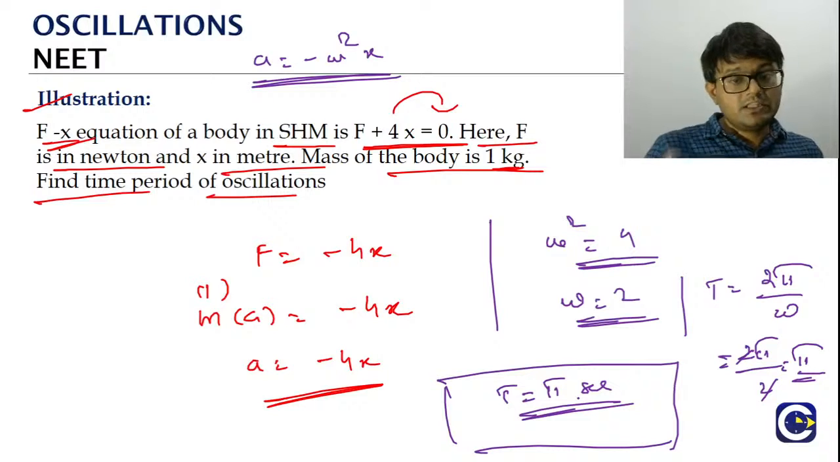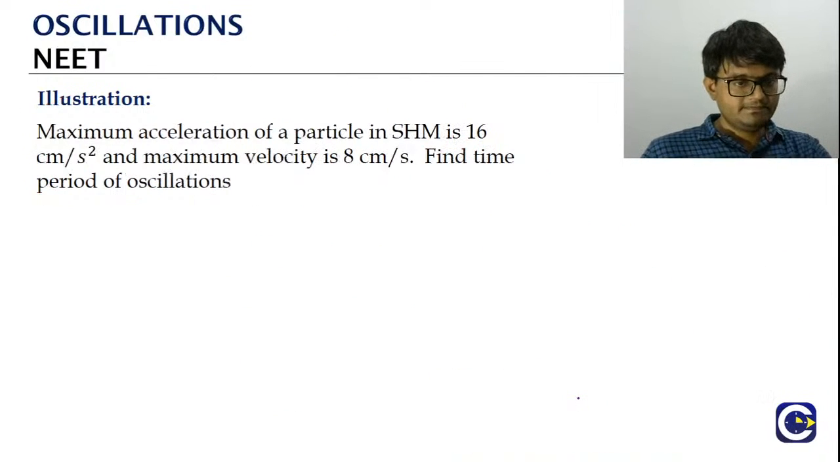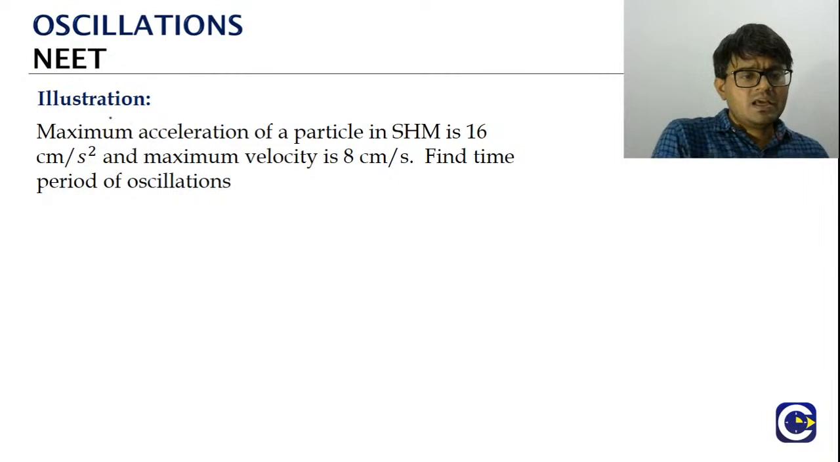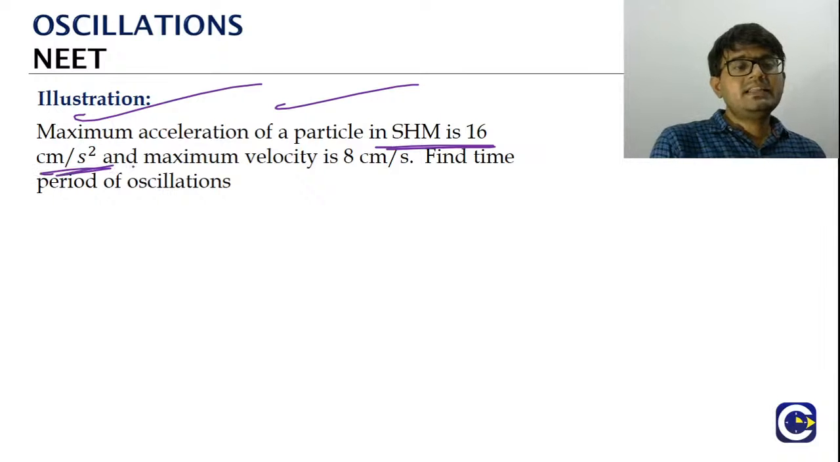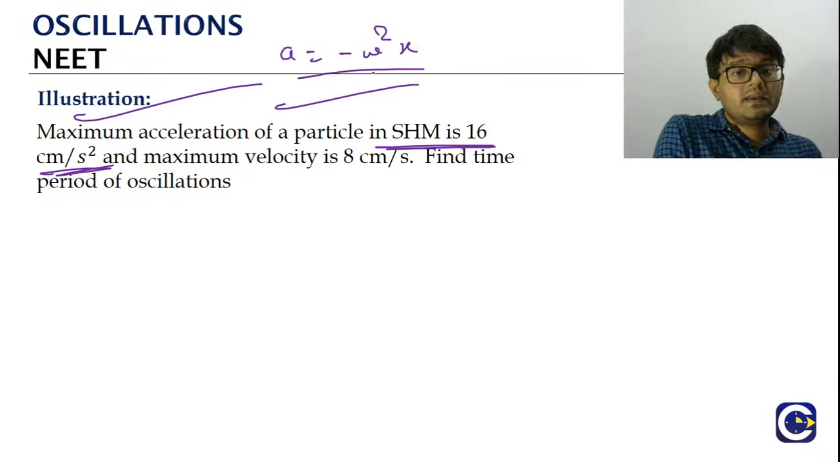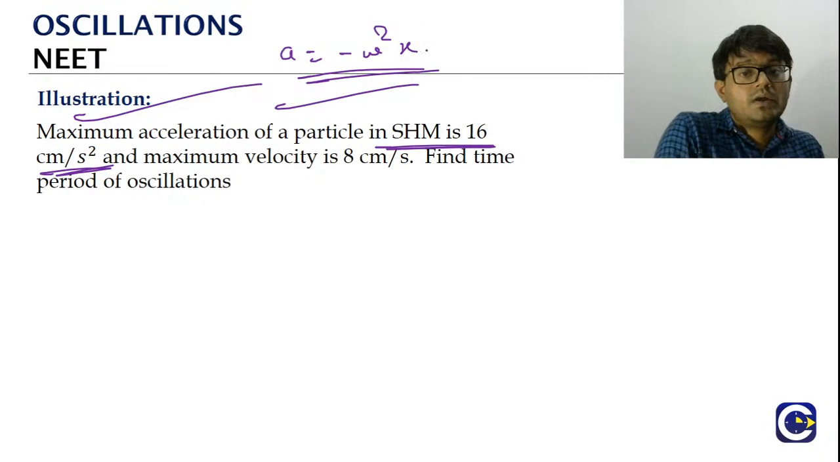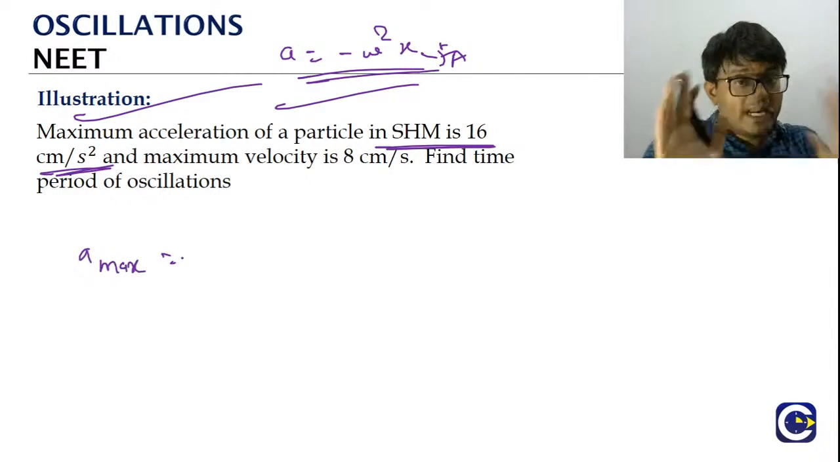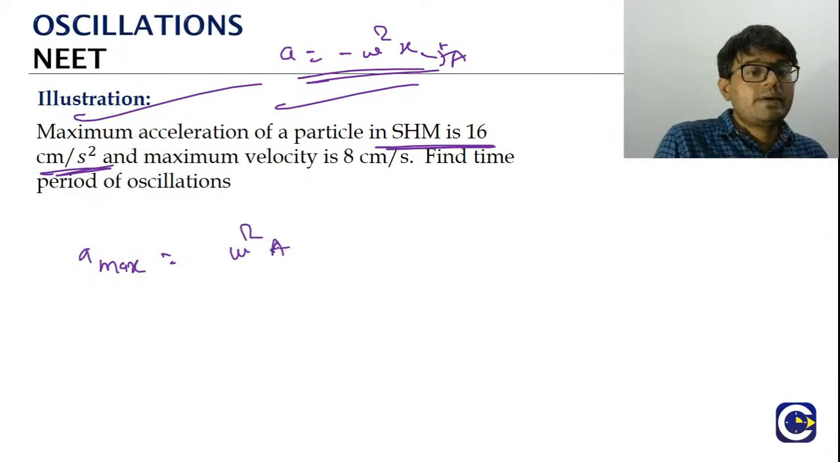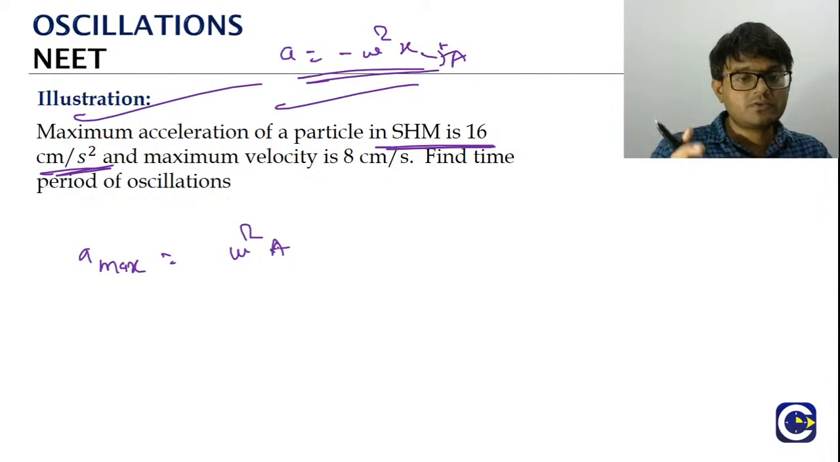Okay? So we can get this kind of question. Now look at this: the maximum acceleration of a particle in SHM is 16 centimeter per second square. Suppose there is a particle in SHM. What is the relation for acceleration? Minus omega square into x, right? So when do we get the maximum value of acceleration? When x is at its maximum, which is plus a or minus a. So a max, in terms of value, will be equal to omega square into amplitude.